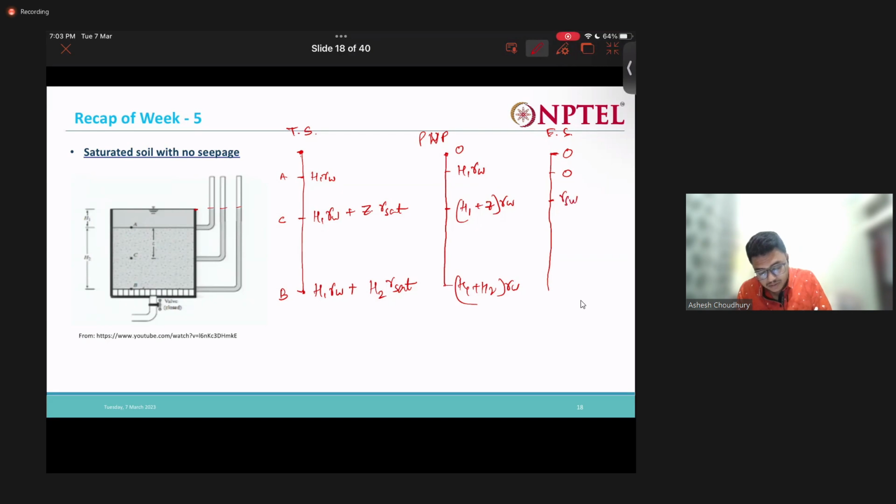Gamma sub into Z. Right. So this minus this, if we do, it will be Z into gamma sat minus gamma W. So finally you can write directly gamma sub into Z. Similarly for here, we can write H2 into gamma sub, right? So this is the case where there is no seepage.